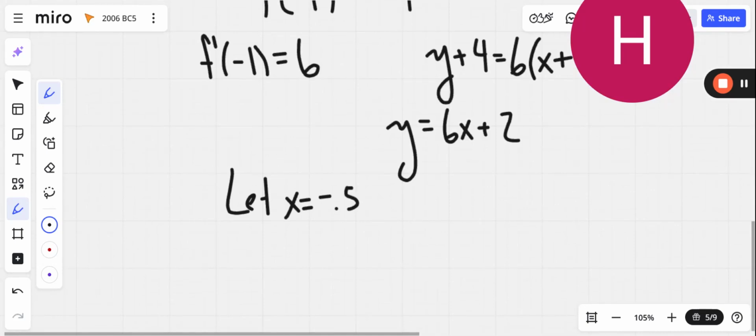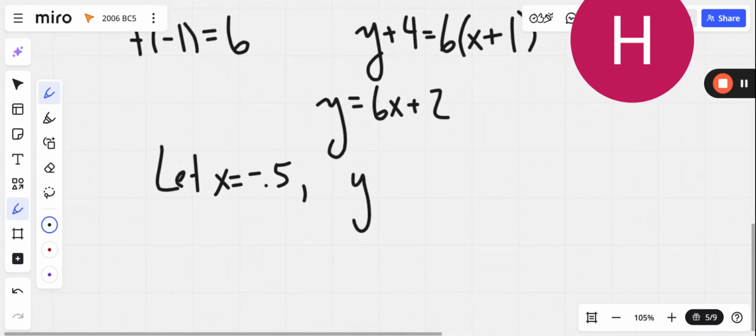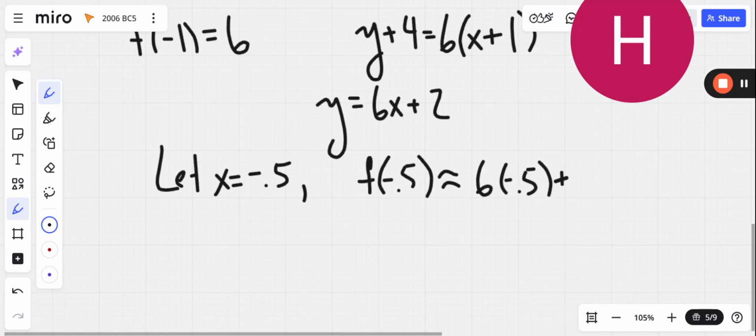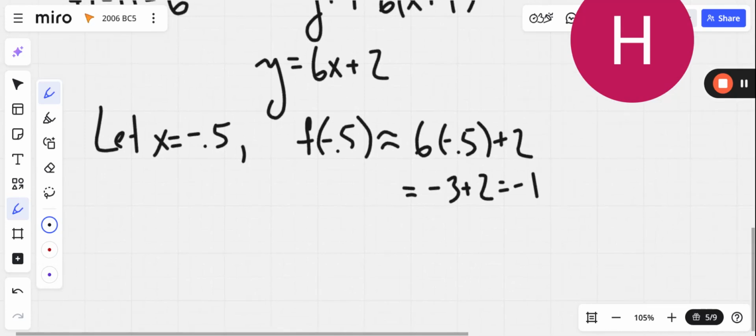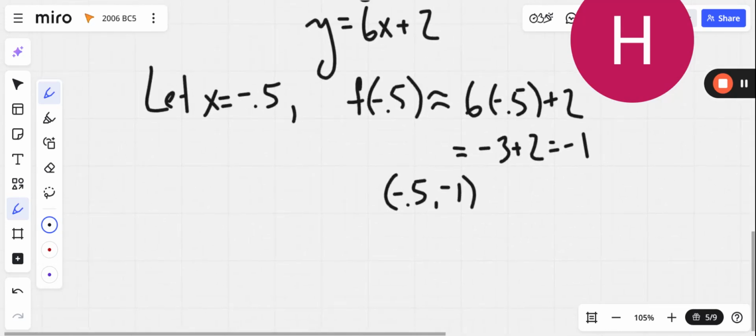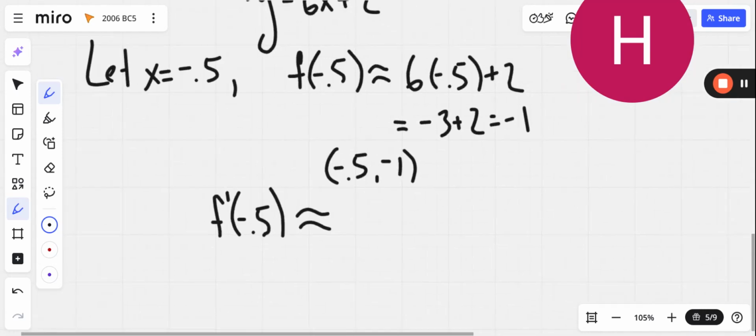Which gets us a little bit closer to 0. Then our y value is approximately, or I should say that f of -0.5 is approximately 6 times -0.5 plus 2, which is going to give us -3 plus 2, or -1. So now we're going to use the point (-0.5, -1) to approximate the derivative.